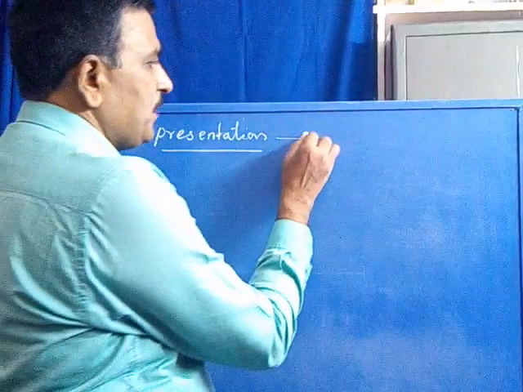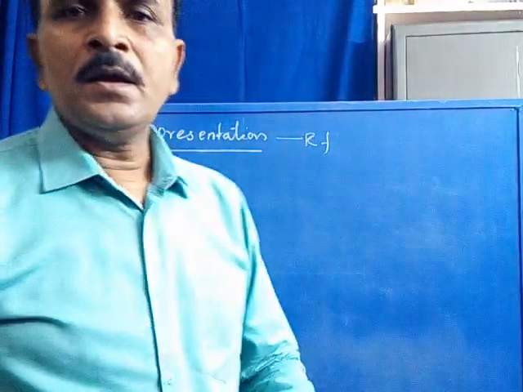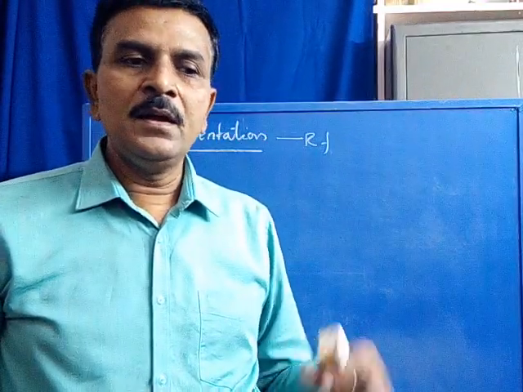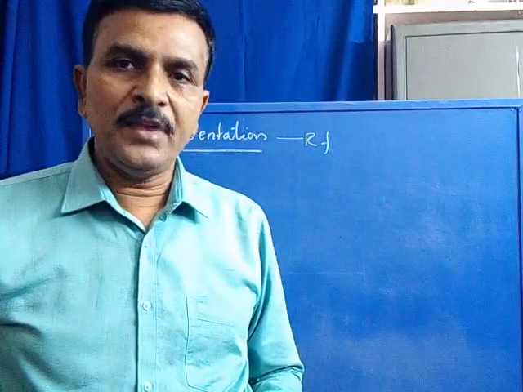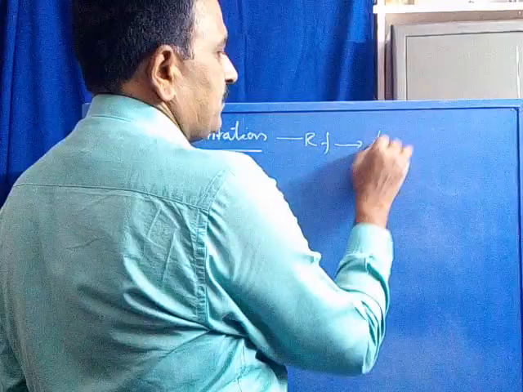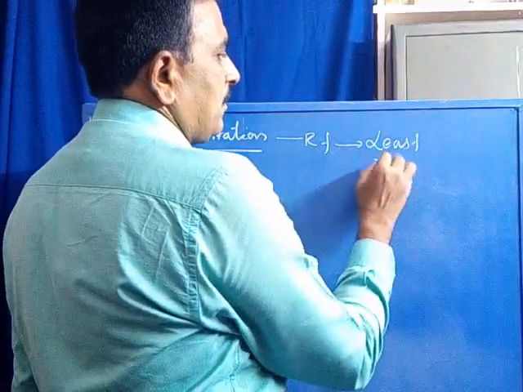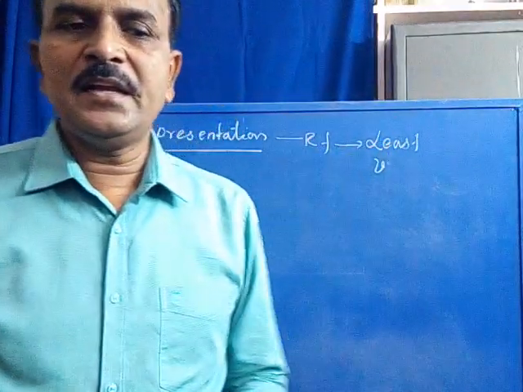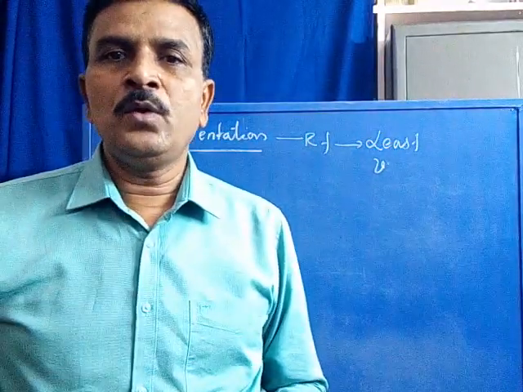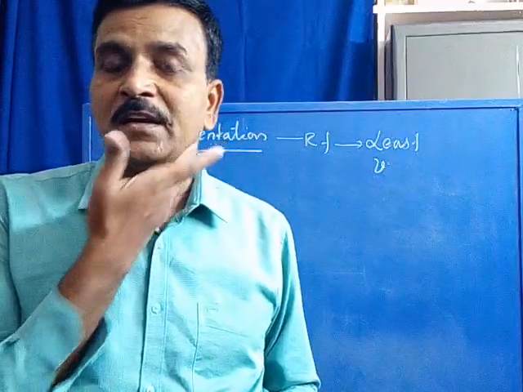Presentation of NMR spectrum. In the proton NMR spectrum, we are using radio frequency energy. We know it is the least energetic when compared with the other frequencies existing in the electromagnetic spectrum. Least frequency, or least energetic radiation. So a least energetic radiation is used to record the NMR spectrum.